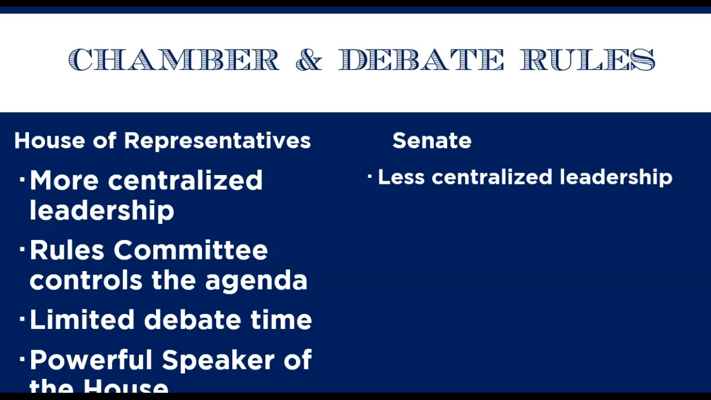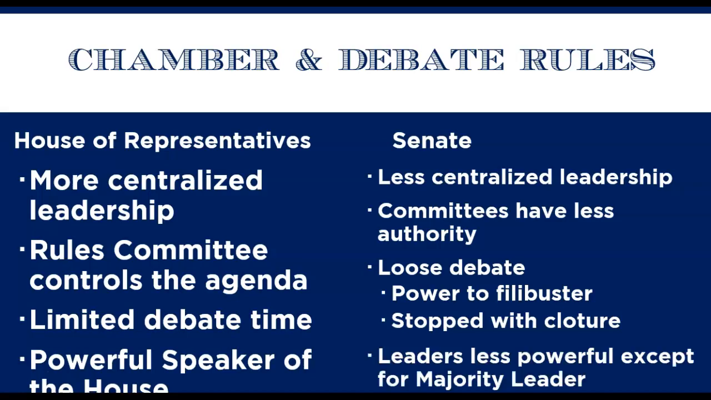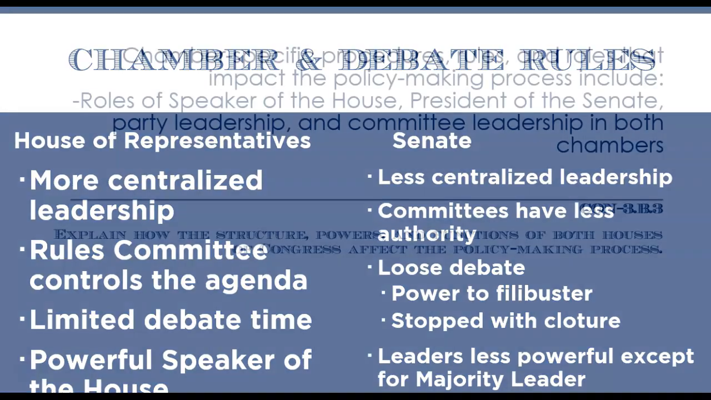When we get over to the Senate, it's less centralized leadership. It's more of a conglomerate in terms of everybody. The leadership can be spread out more. Committees have less authority. Very loose debate. There's a power to filibuster. We'll talk about that here in a minute, which can be stopped with cloture. And the leaders are less powerful, except for the majority leader. And we'll talk about that in a little bit as well.